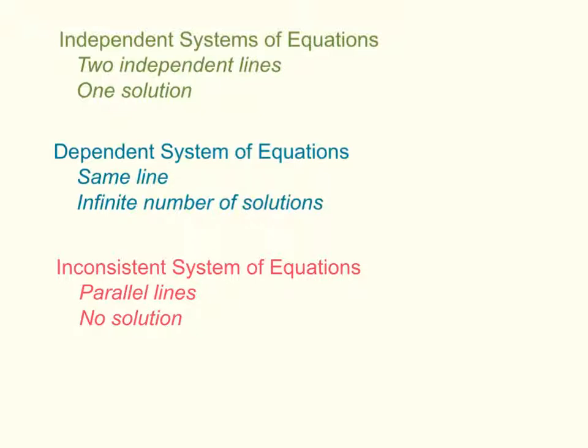And then an inconsistent system of equations, that's when your slopes are the same, but not the y-intercepts, and you get parallel lines. When that happens, those parallel lines never touch, so you have no solution.